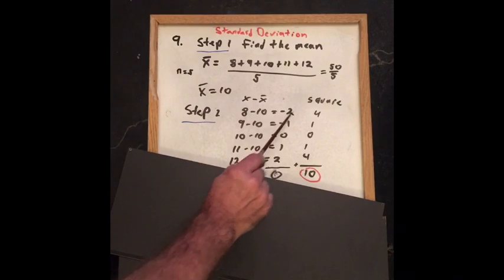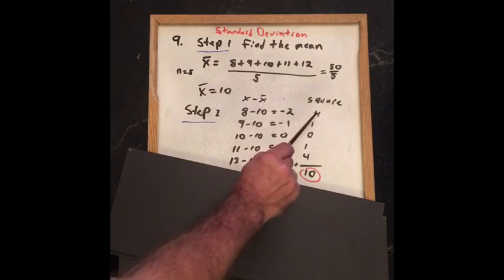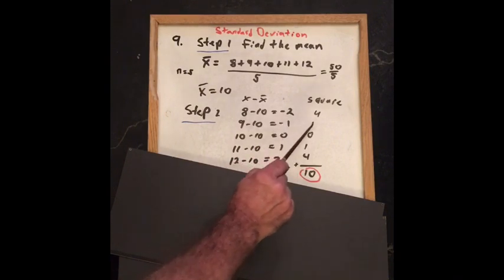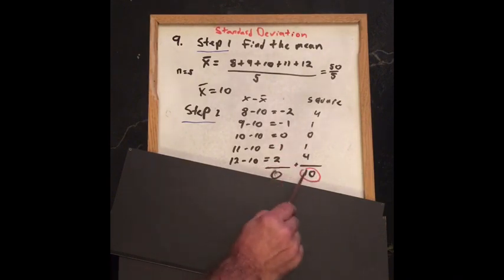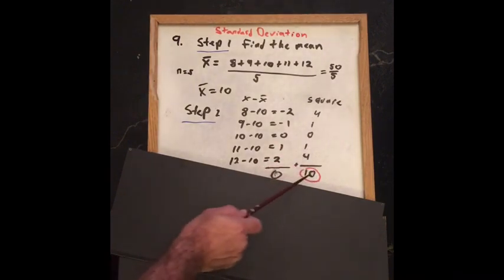And then what you want to do is square each one of those numbers. Minus 2 squared is 4, minus 1 squared is 1, and so on. And then add those numbers up to get to this number right here, which is 10.